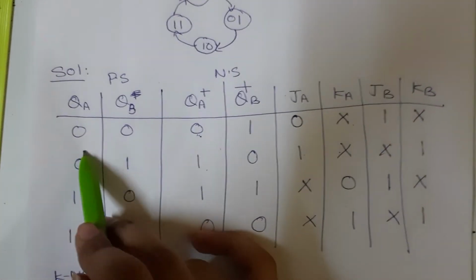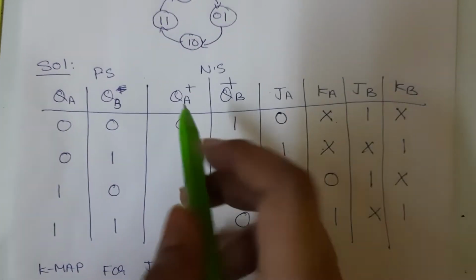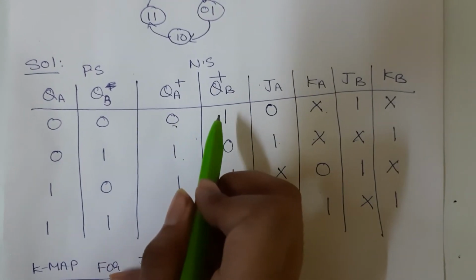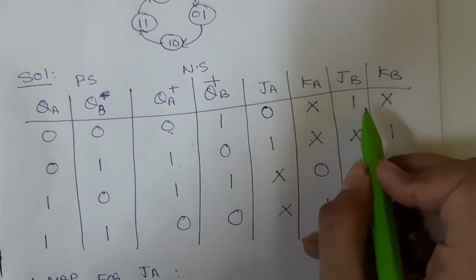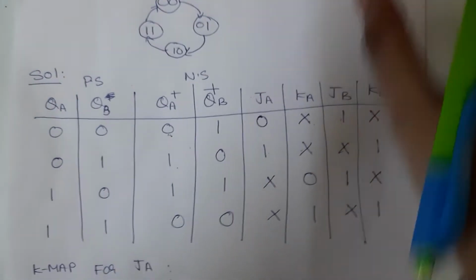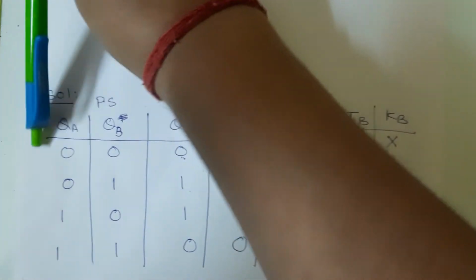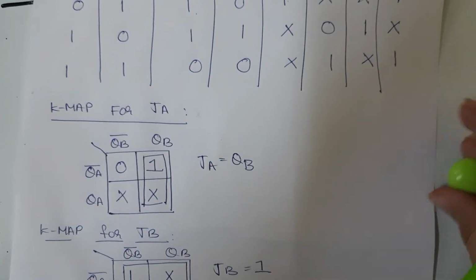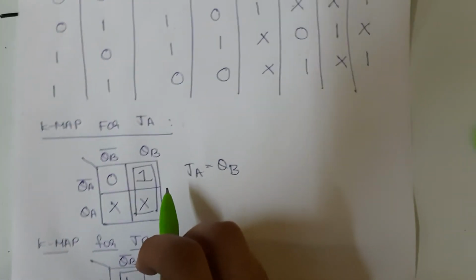Whatever I did for A, I will do for B also. So here initially 0, 1. So we know 0 to 1 means 1, don't care. So JB, KB will be 1, don't care. Now the next step is to draw the K maps for each and every one.